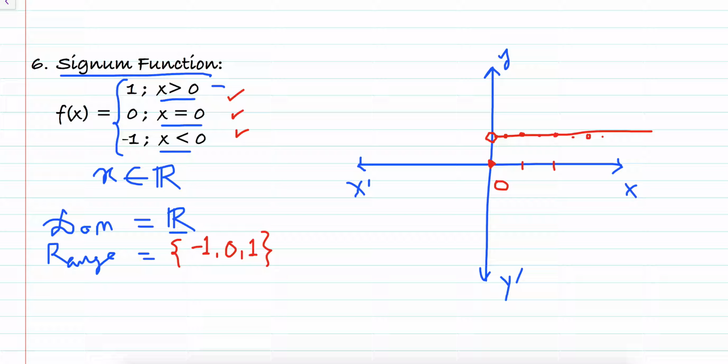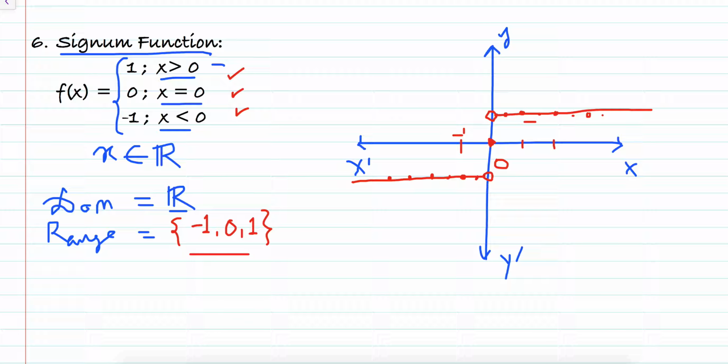Similarly for negative, if it's -1, then it's -1. For -2, it's -1. For any negative number, it will be -1. But not at this 0. So we will draw a hollow circle here and then join this point. So this is our Signum function. And it can take only three values, either -1, +1 or 0. So its range is this.